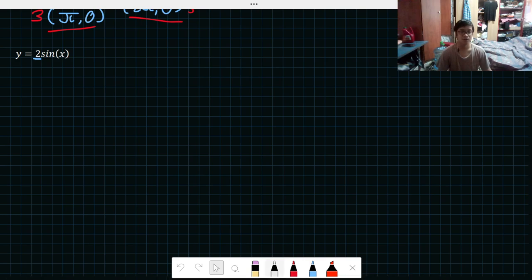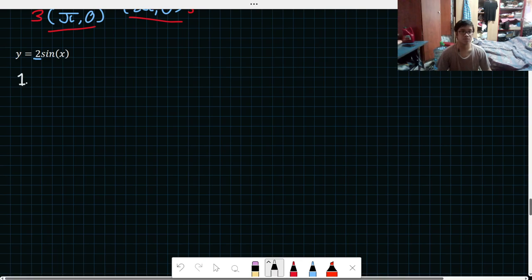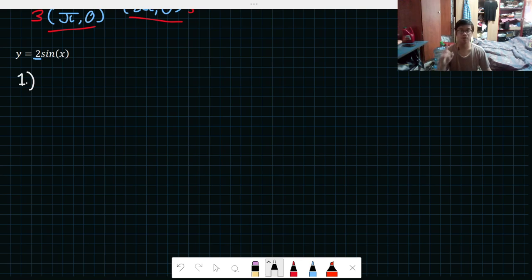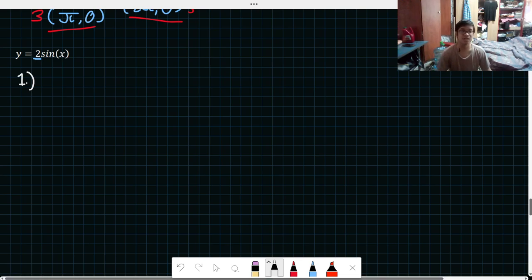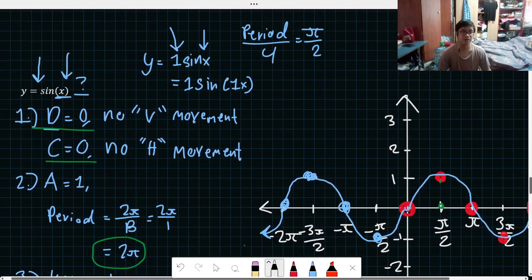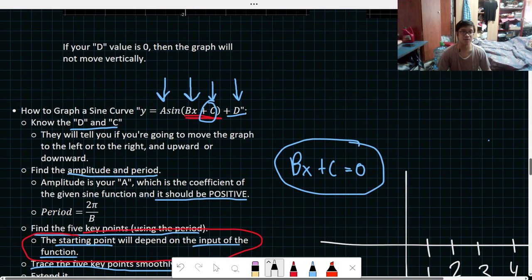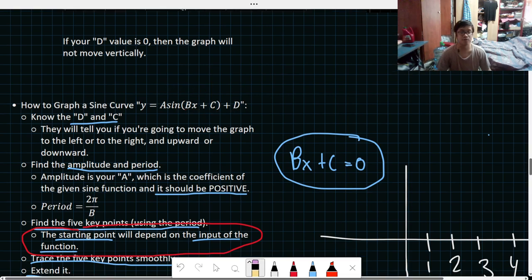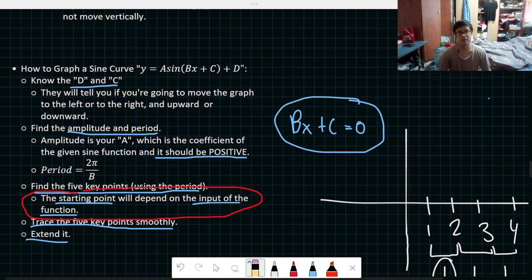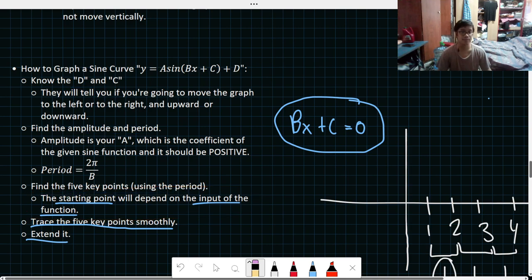First things first, like in all cases when it comes to graphing trigonometric functions, always remember, you need to know your C and D. Remember your C and D, which is here in the general or standard formula for your sine function.